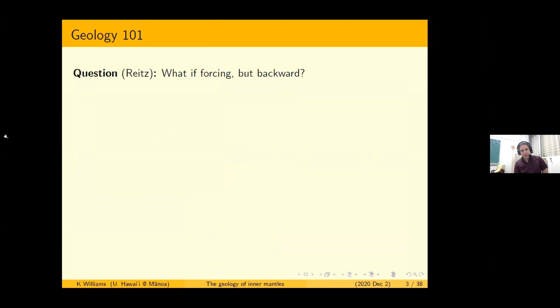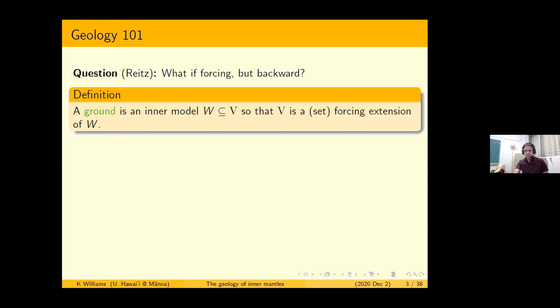So when I said Jonas is behind a lot of this, this whole subject in set theory of geology begins with a question he asked, which is, what if you did forcing but backward? Rather than thinking of V as the ground model and then going to an outer model by forcing, we want to think of V as the forcing extension. We have some inner model that we got to as the ground model. So, a definition: a ground is an inner model, say W, so that V is a set forcing extension of W. You could talk about class forcing grounds, but that ends up being more difficult to formalize. So we're going to focus on set forcing grounds. That's the basic definition of set theoretic geology.